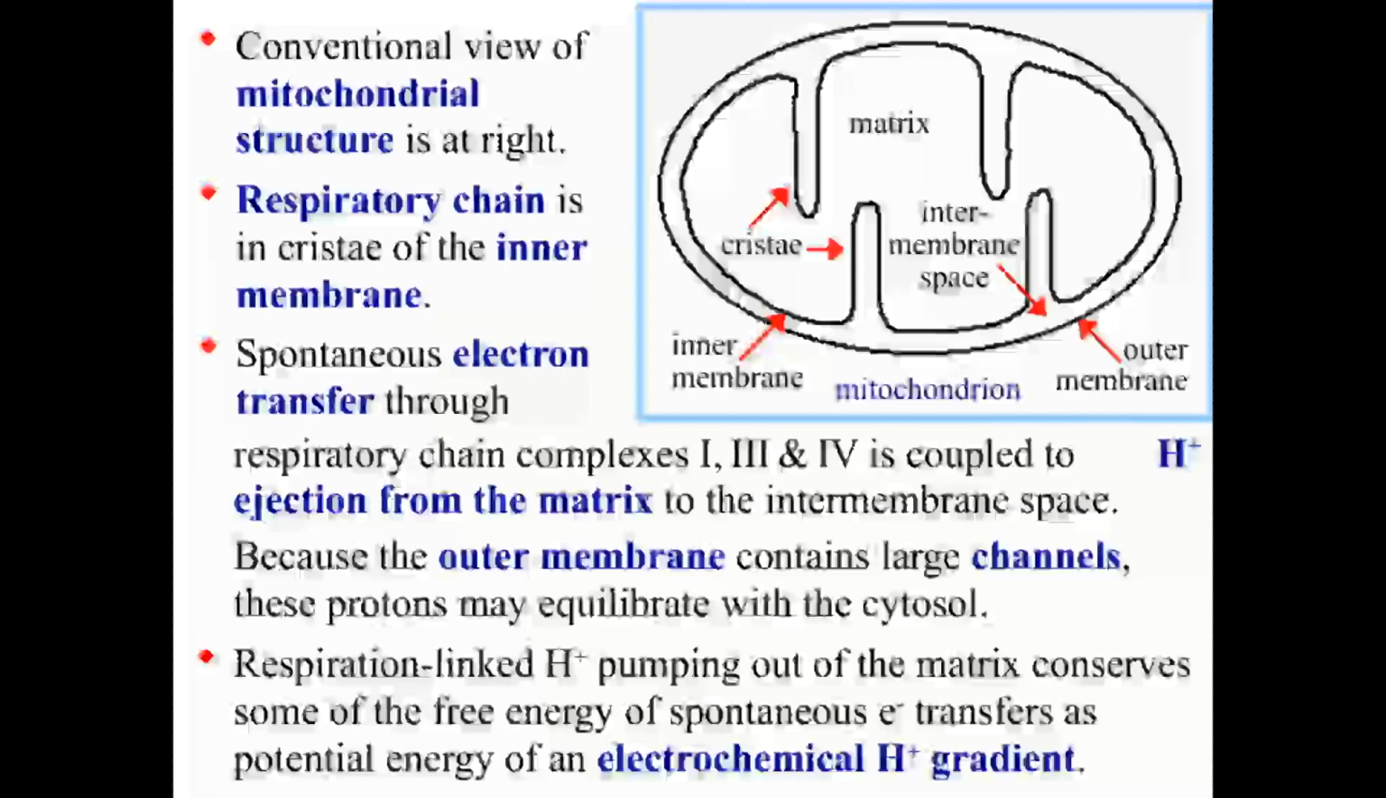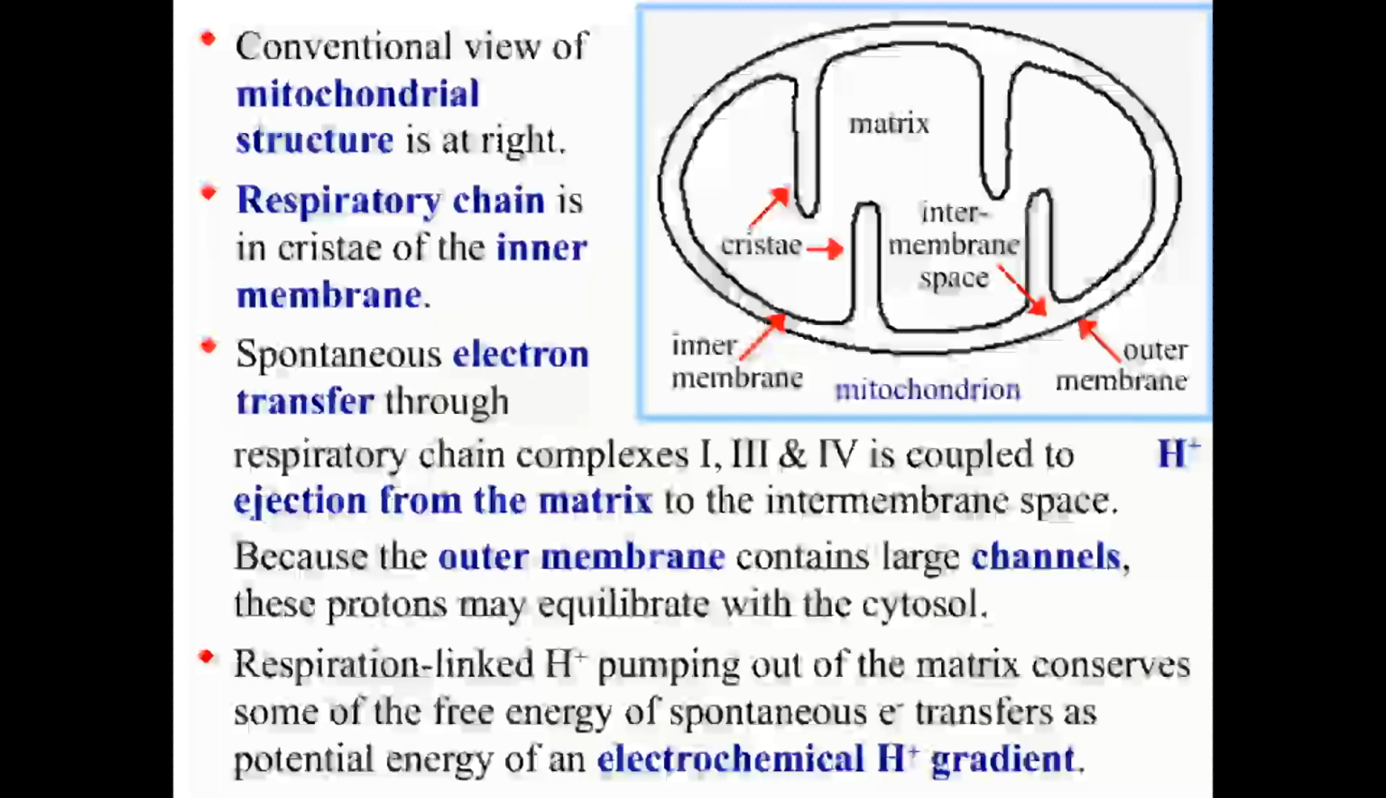Now, because the outer mitochondrial membrane contains large channels, these protons can sometimes equilibrate with the cytosol. This means that while protons are being pumped into the intermembrane space, some may diffuse back out, especially through these channels. On the right, you can see the conventional view of mitochondrial structure.